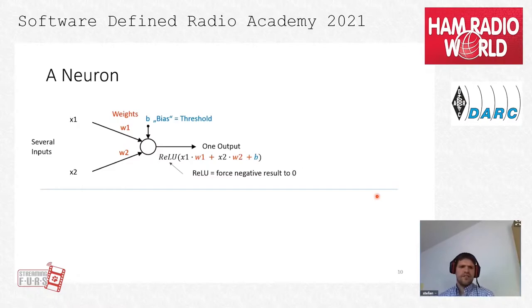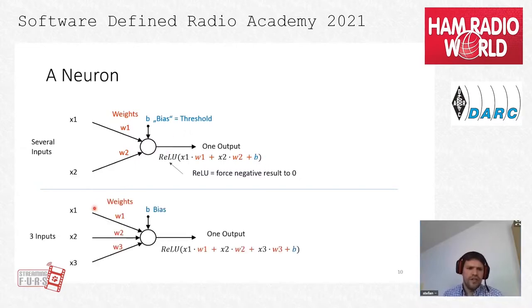Every neuron has a very simple behavior. It consists of several inputs. In this case, it's two, x1 and x2. And each input is weighted by a weight, w1. And for the second input, it's w2. And you add up a bias value. And after that, you take some operation, which is called ReLU. ReLU means rectified linear unit, and basically it means that you force negative values to zero. And every neuron has one output that is calculated by this simple equation.